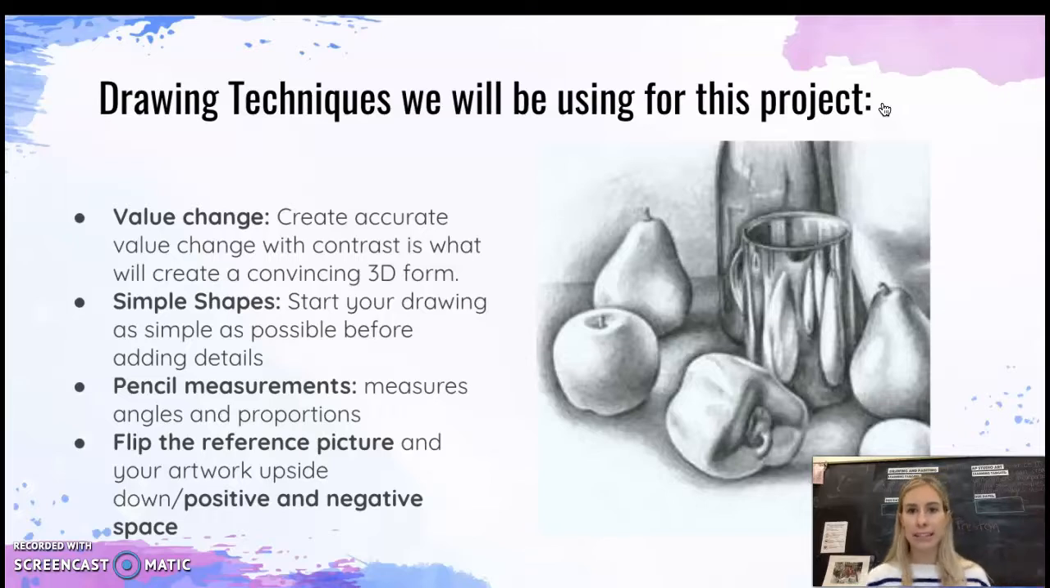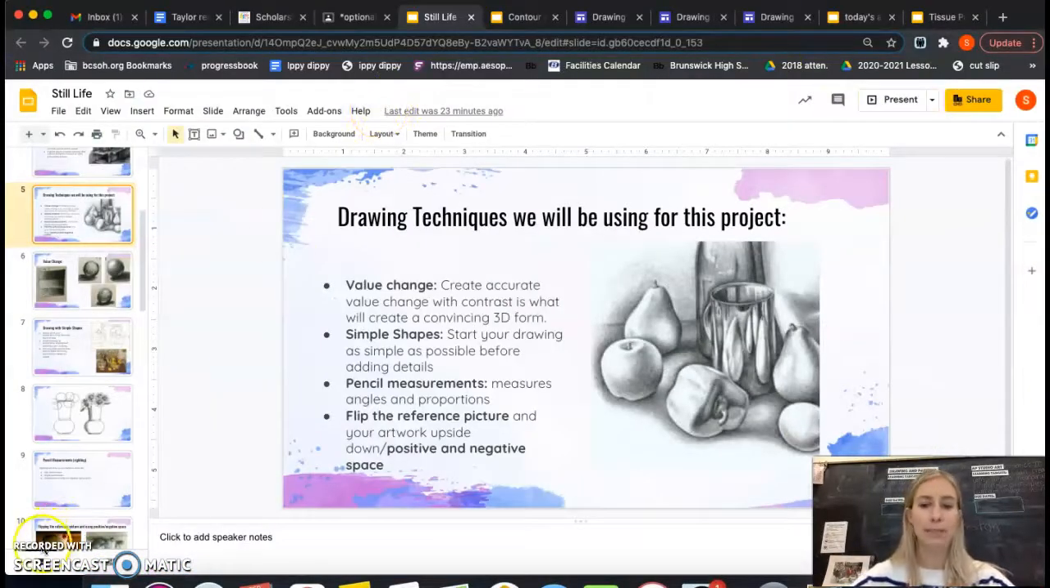A couple of the drawing techniques that I'll be discussing while playing the time lapse is, first of all, value change. So creating accurate value change with contrast. Simple shapes. We're going to start out as simple and basic as possible before adding detail. Pencil measurements. So double check measurements and angles using your pencil. And then the last thing is flipping your reference picture upside down every once in a while to get a different viewpoint of your still life. And that's going to allow certain areas to stand out to you that are going to need adjustments and changes. So we'll go ahead through the time lapse here.